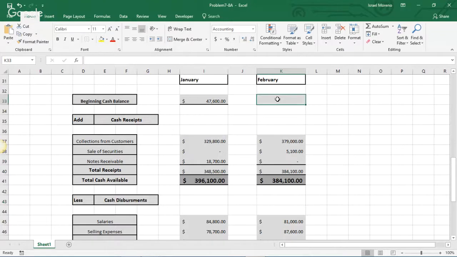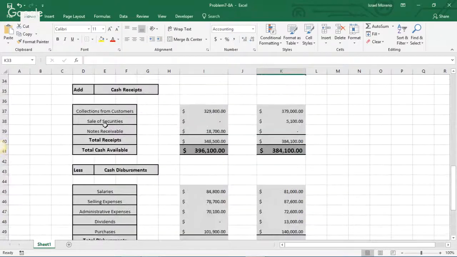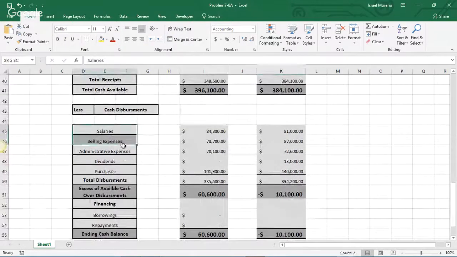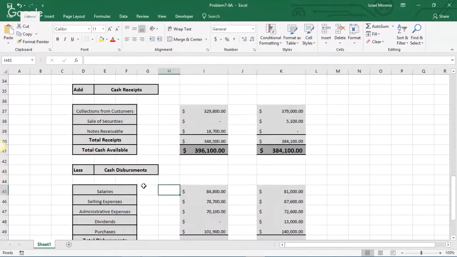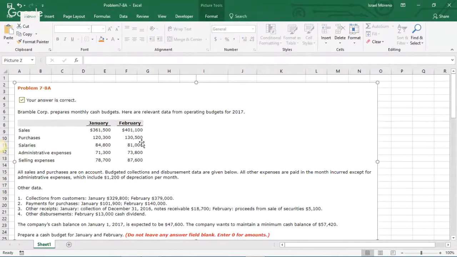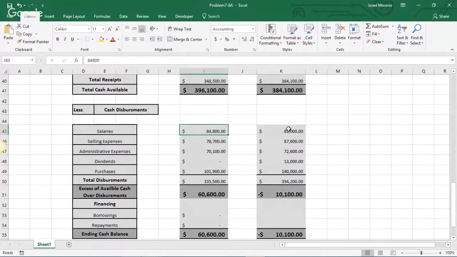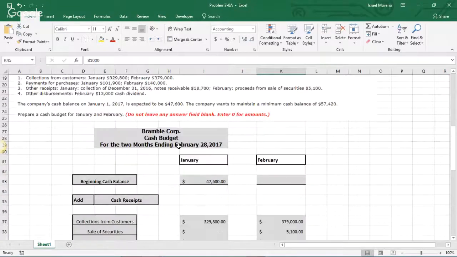What we don't have right now is the beginning cash balance for February because we won't get it until we're done with January. So we'll continue on the cash disbursements. We need to subtract that from the total cash available. But the cash disbursements, where are you gonna get them? First, salaries. You can get them here on top. Salaries, just put them as they are for January and February. That's how I got them and how I got them here. Selling expenses is the same thing.